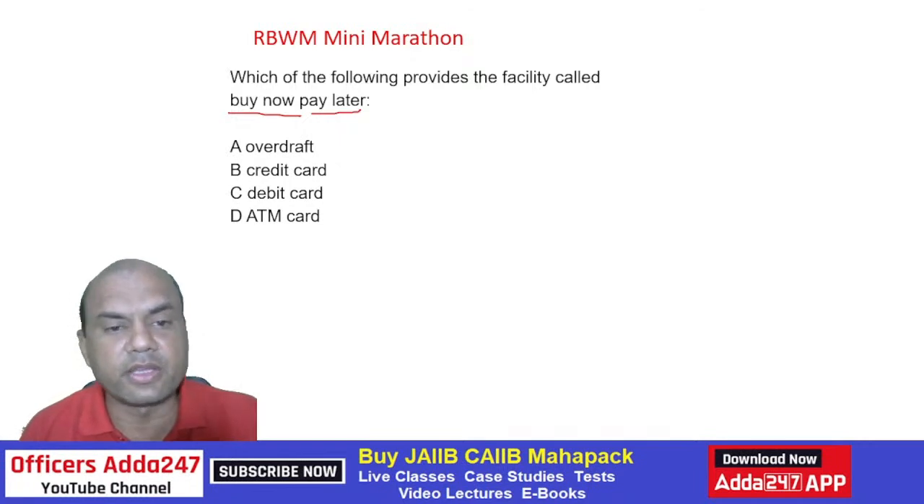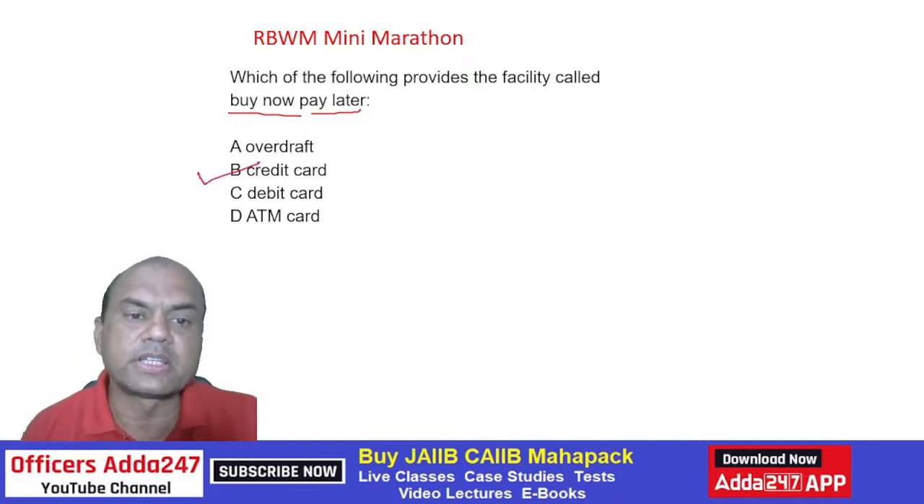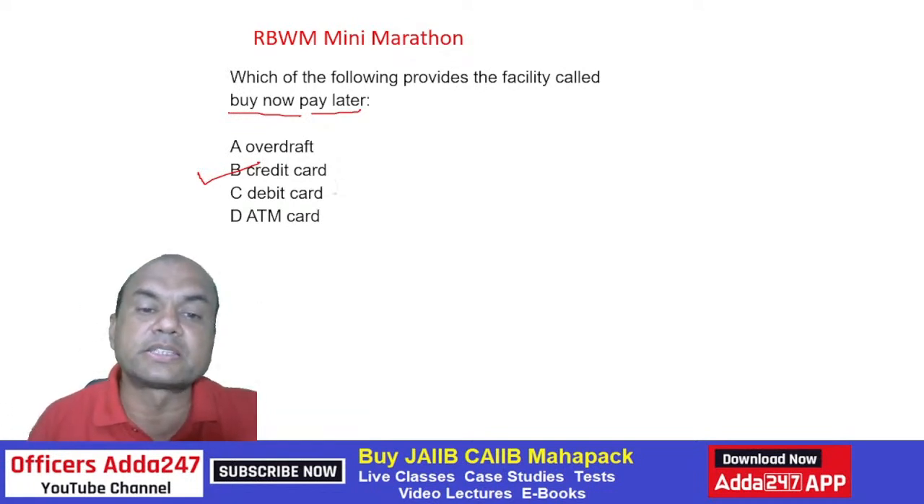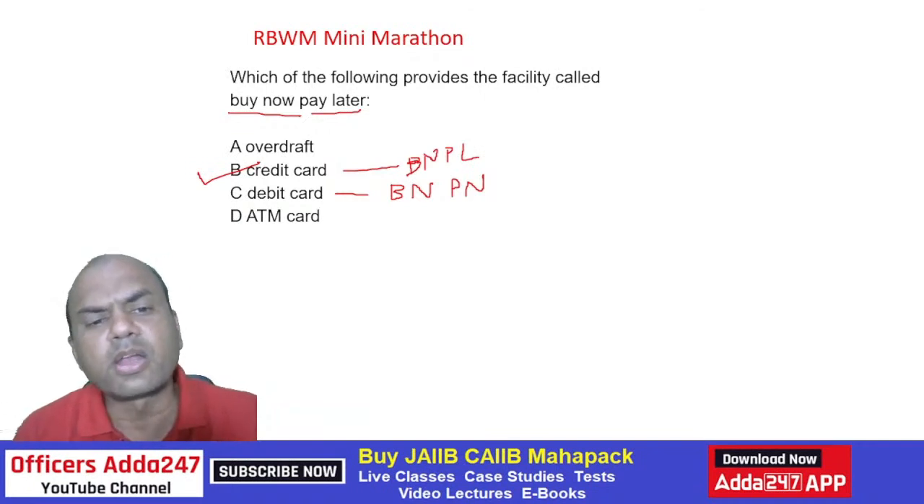Yes, everyone, it is obviously credit card, isn't it? Always remember, buy now pay later is always given by credit card. By debit card it is buy now, pay now, BNPN, and this is BNPL, buy now pay later. Okay. Overdraft is totally different.